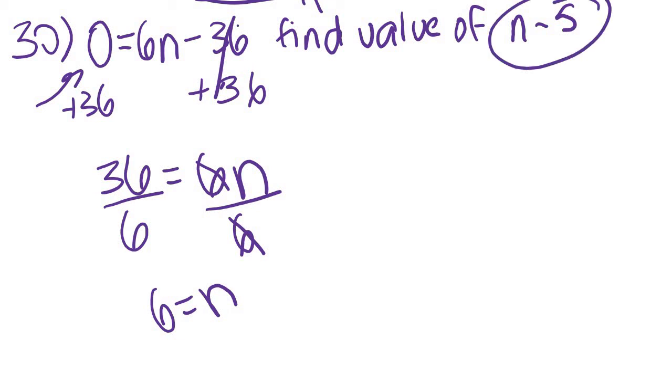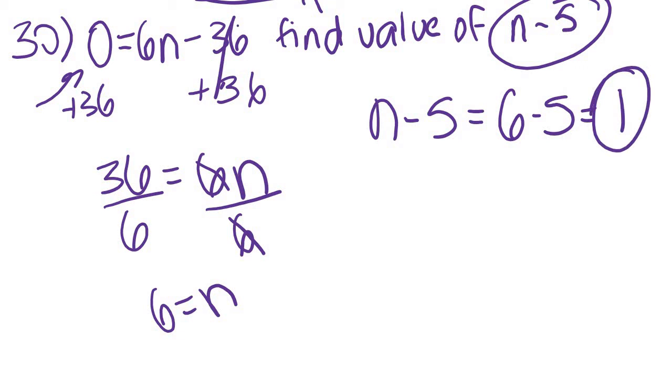But that's not what they want. They want n minus 5. So n minus 5, I'm going to rewrite 6 where my n is. 6 minus 5 is 1. My answer is 1.